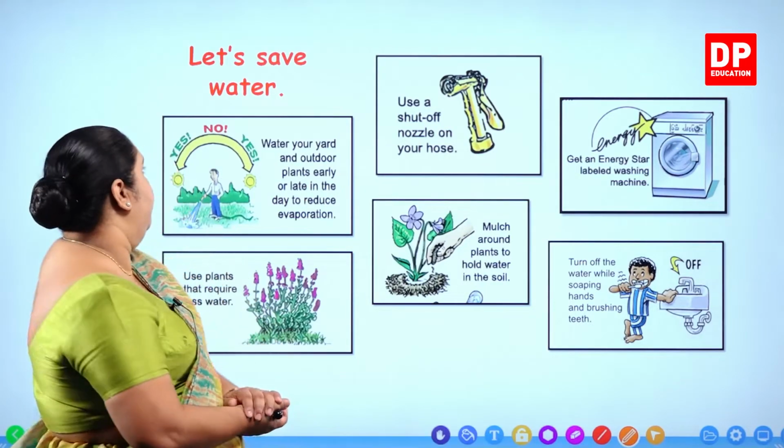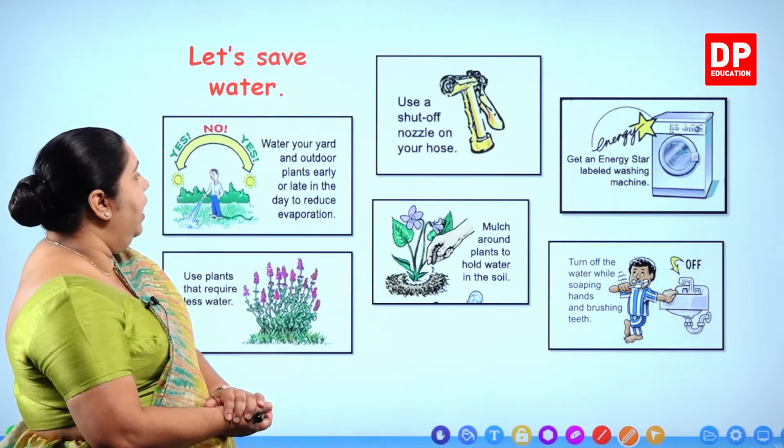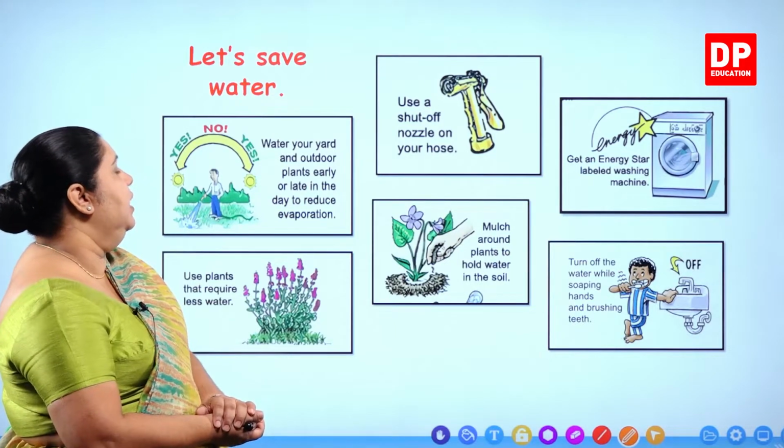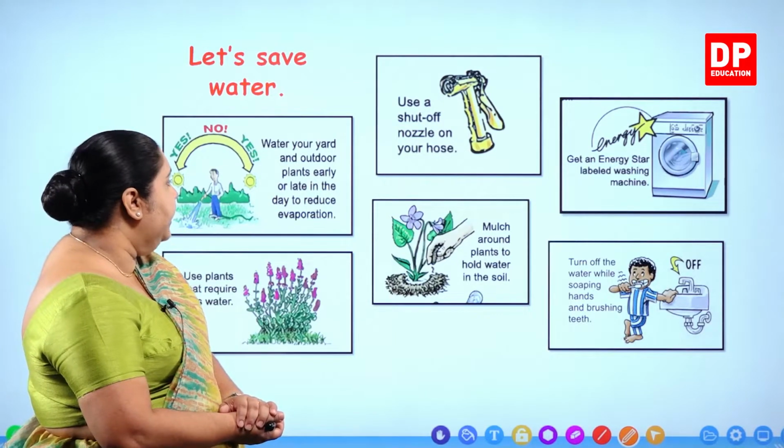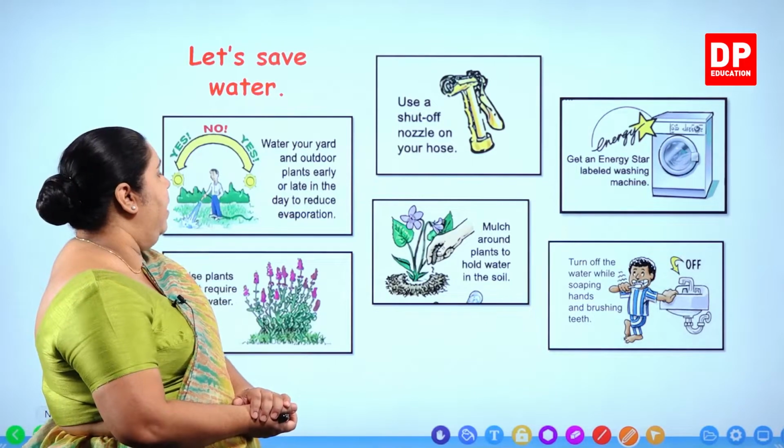Let's read and see. Water your yard and outdoor plants early or late in the day to reduce evaporation.